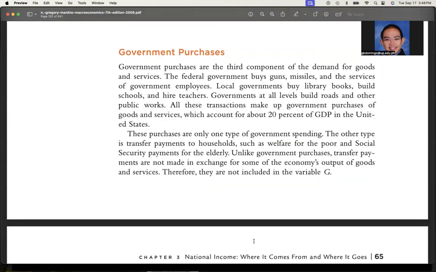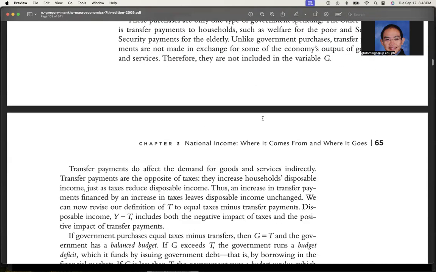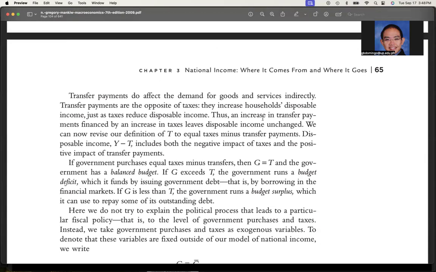Government purchases are the third component of the demand for goods and services. The federal government buys guns, services, education, right? Governments at all levels build roads and public works. So in the Philippines, I think it is also about 20 to 30% of GDP. So it's one of the single largest components of GDP. Transfer payments do not affect the demand for goods and services directly. Transfer payments are the opposite of taxes. They increase households' disposable income just as taxes reduce disposable income.